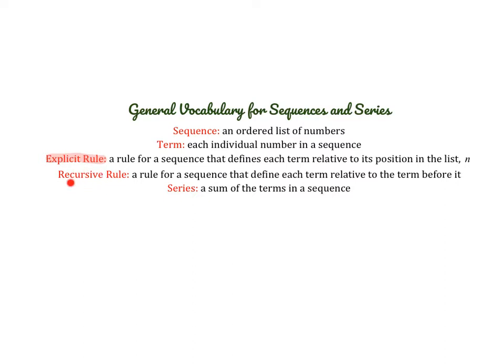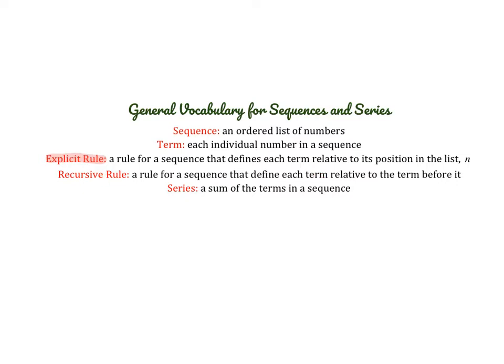There are also what are called recursive rules. We're not going to be using them in our class, but it is a rule for a sequence that defines each term relative to the term before it. So it's essentially a way for it to say, hey, take the term before and multiply by 2 or something like that.